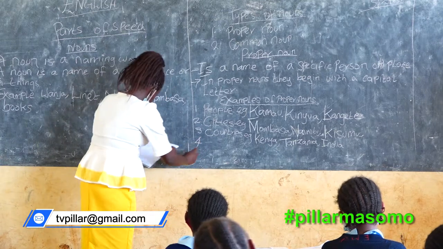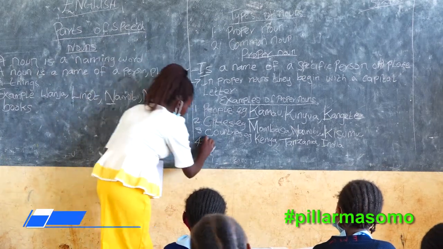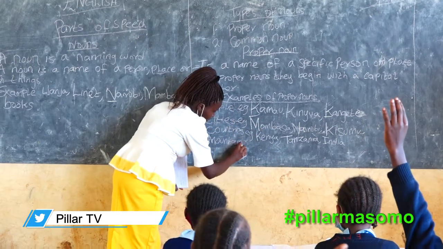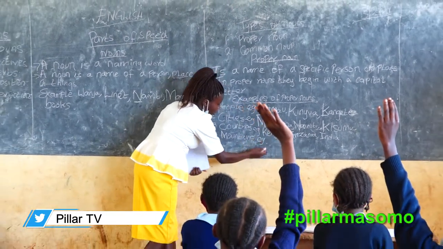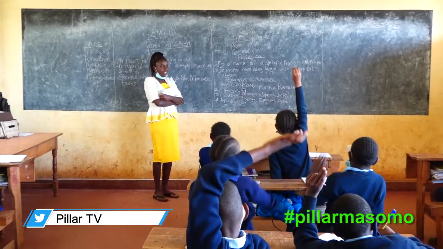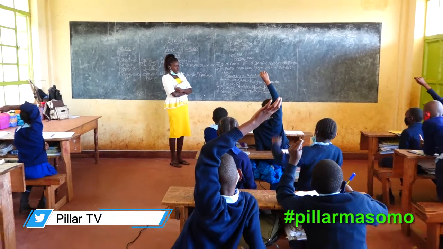The other example we have is mountains. An example of a mountain. Sudan is not a mountain.